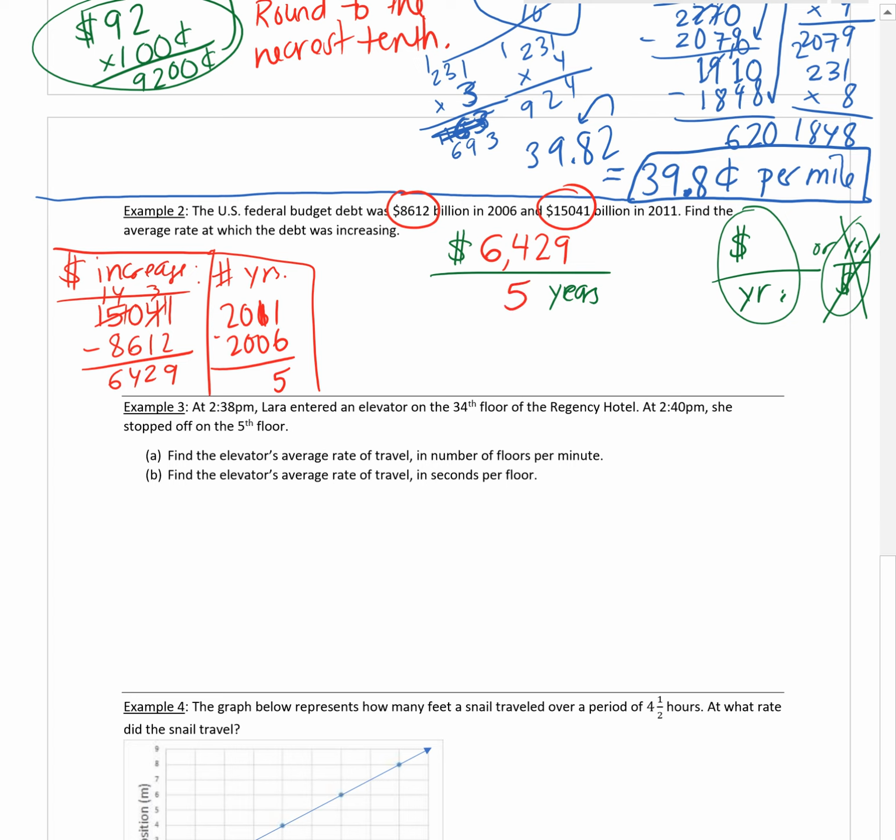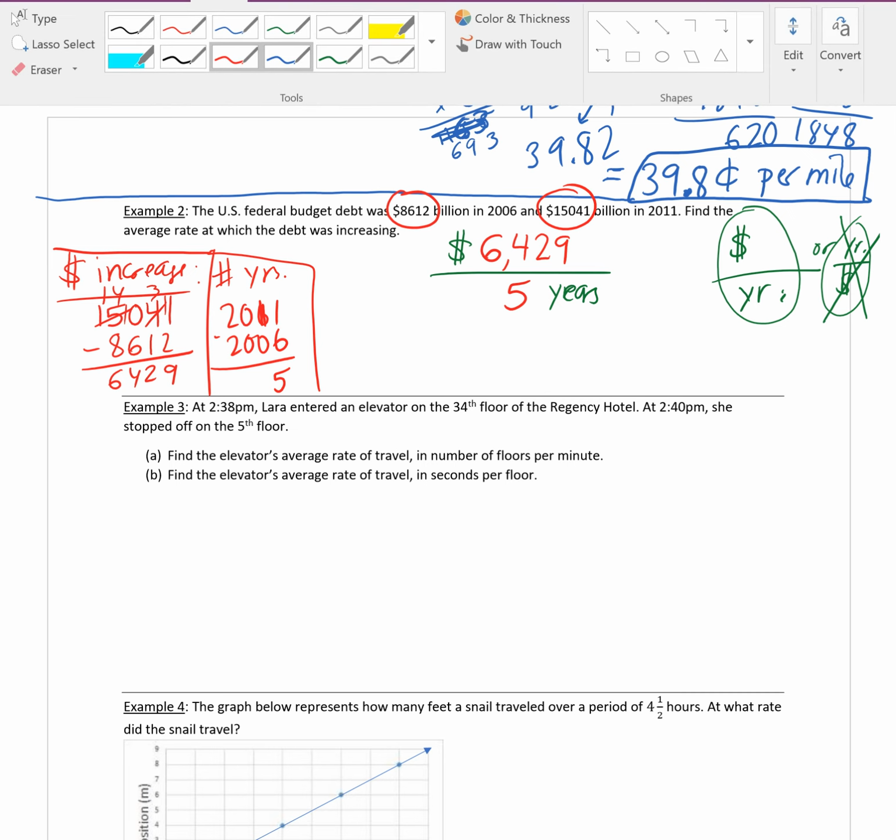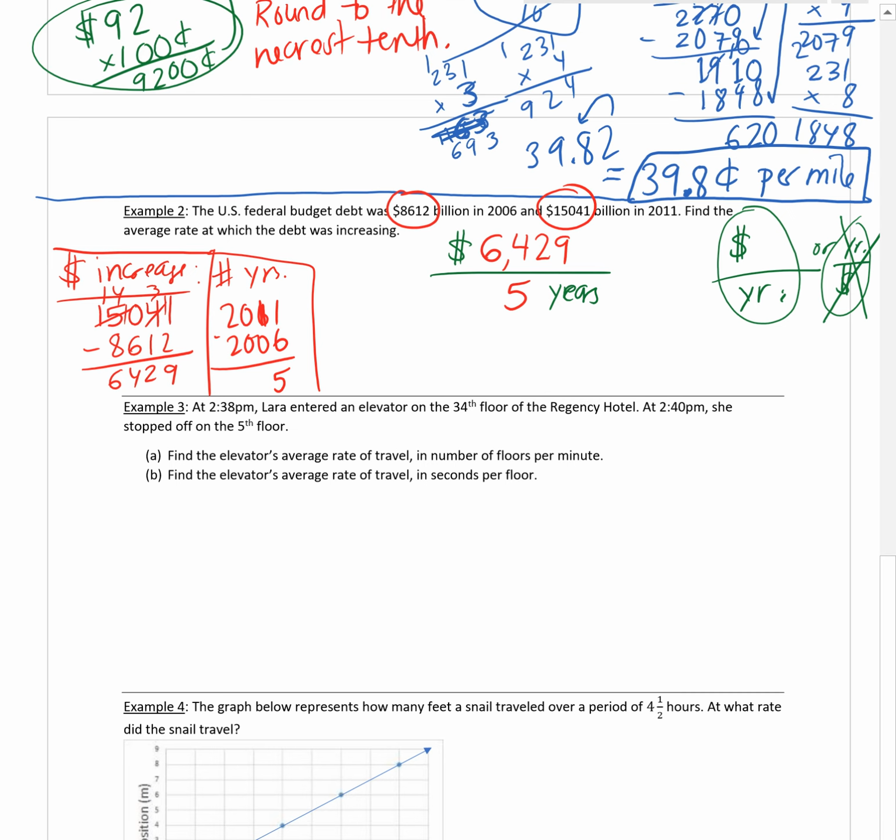Alright, so we got the ratio down, but that doesn't really sound great. You know, if someone told me that, did you know that the federal budget debt increased at 6,429 in 5 years.